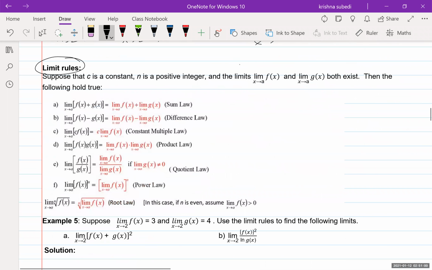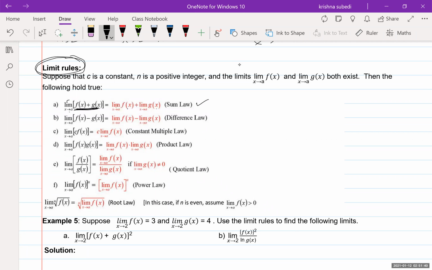Yeah, thank you. Now, let's look at some limit rules, because if we decide to use the algebraic method, then limit rules are required, because otherwise it will be difficult for us to evaluate the limits. When you have two functions, f of x and g of x, added together, you can distribute this limit to each of these functions. We can write limit x tends to a of f of x plus limit x tends to a of g of x. We call it the sum law.